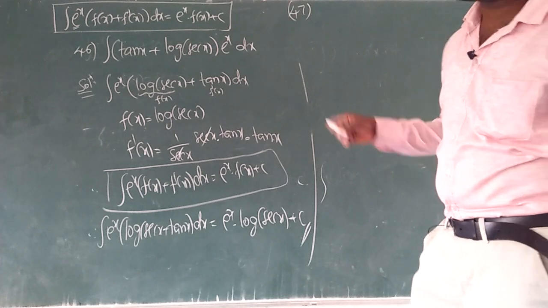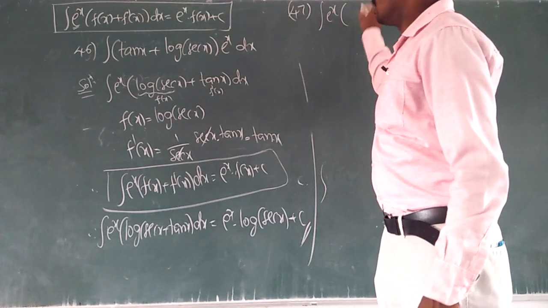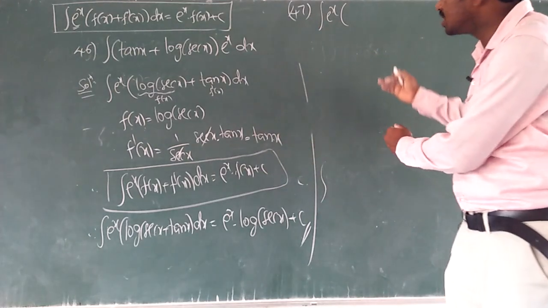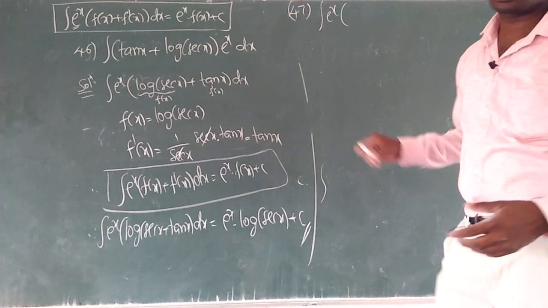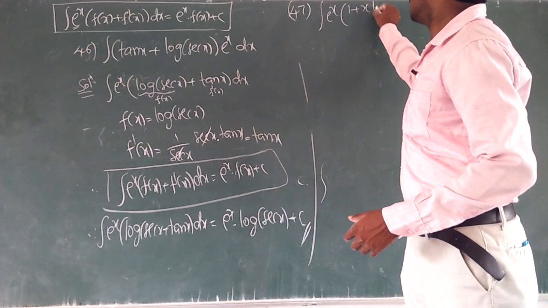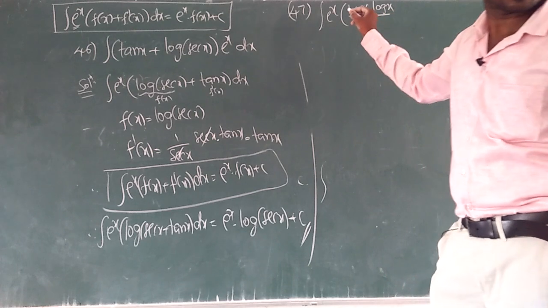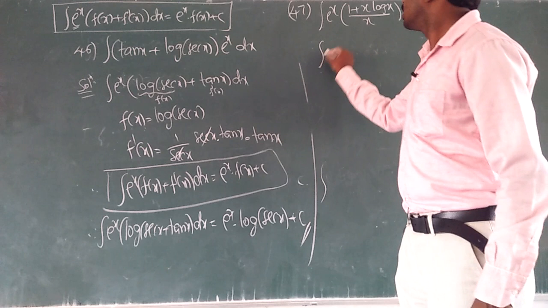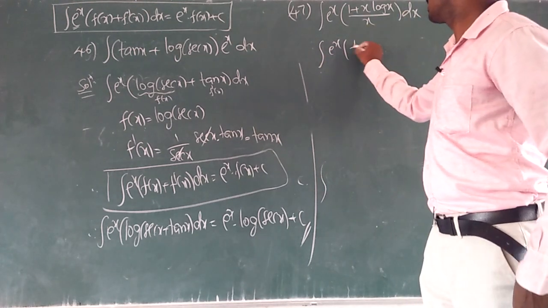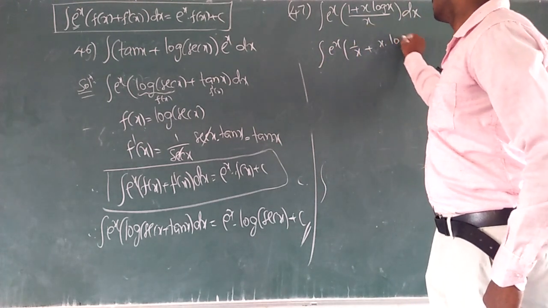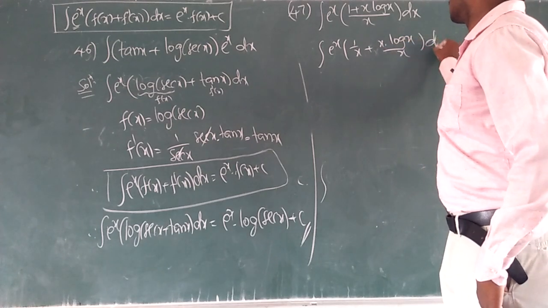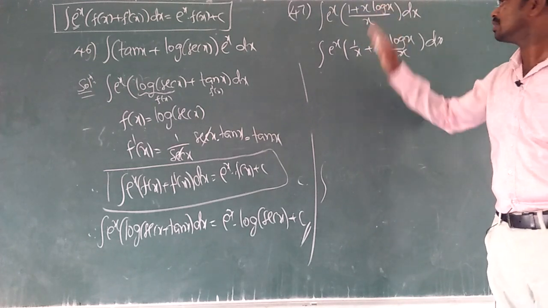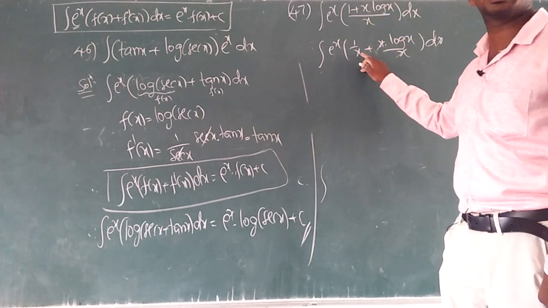So next question is integration of e power x of 1 plus x into log x by x dx. In this way we have to solve each and every problem. So now I will just tell you the direct answers. How to do it? Same. E power x into 1 by x you can write, plus x into log x by x dx. So x is cancelled, just split the denominator to each and every numerator. So now log x is there, 1 by x is there.